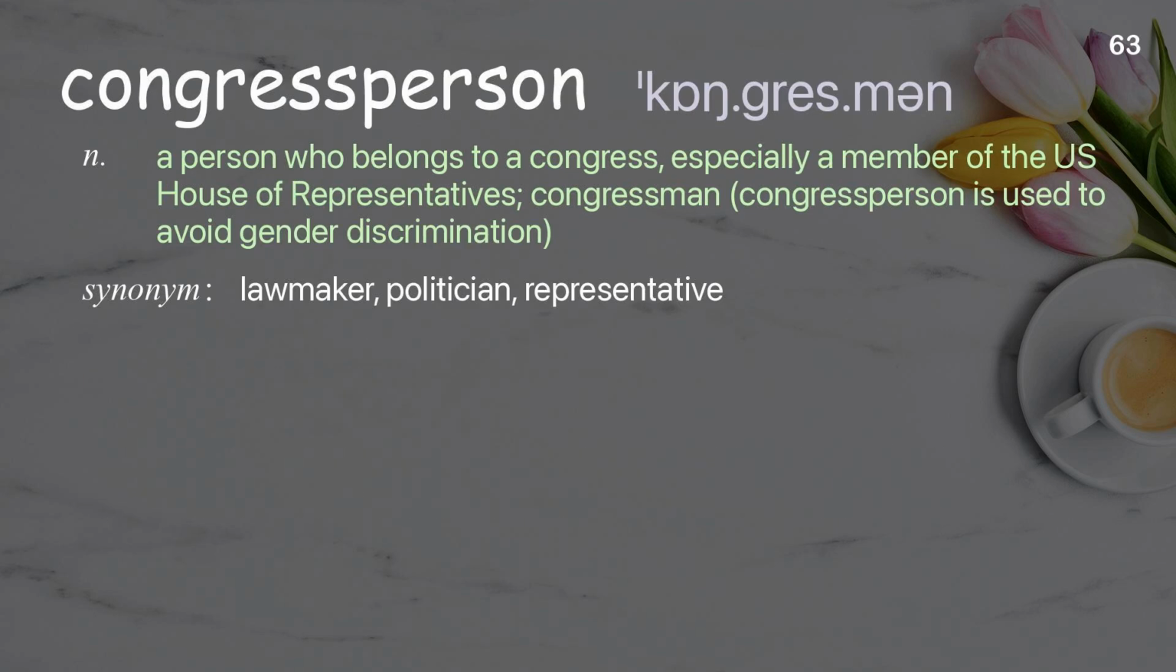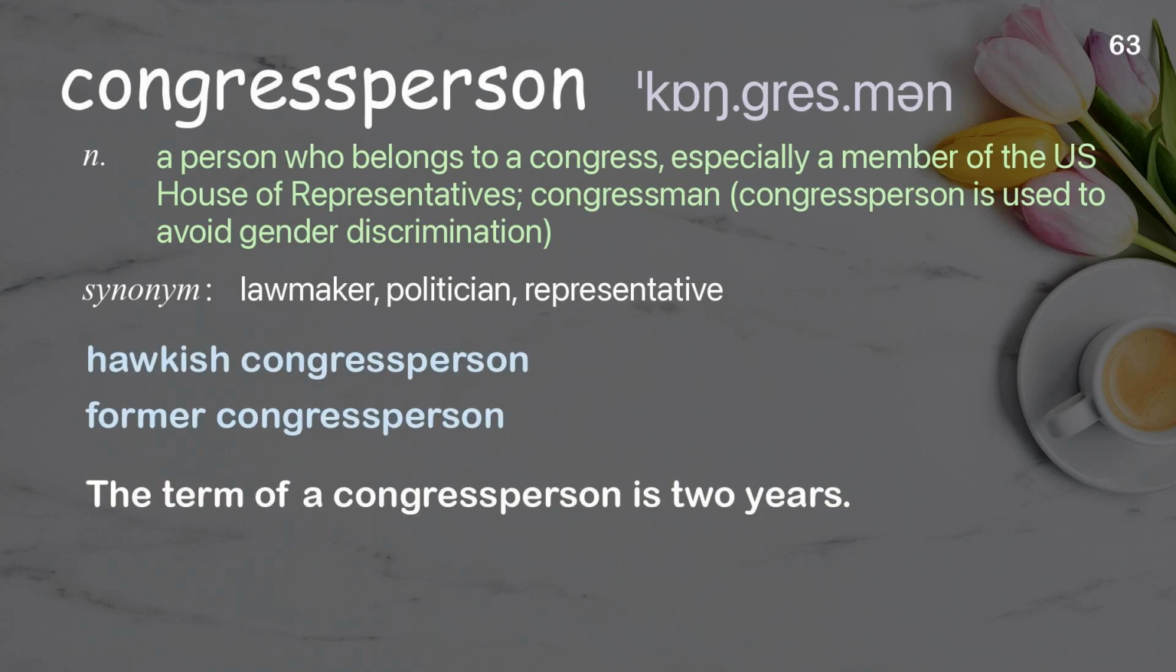Congressperson. A person who belongs to a Congress, especially a member of the U.S. House of Representatives. Congressman; congressperson is used to avoid gender discrimination. Examples: Hawkish congressperson. Former congressperson. The term of a congressperson is 2 years.